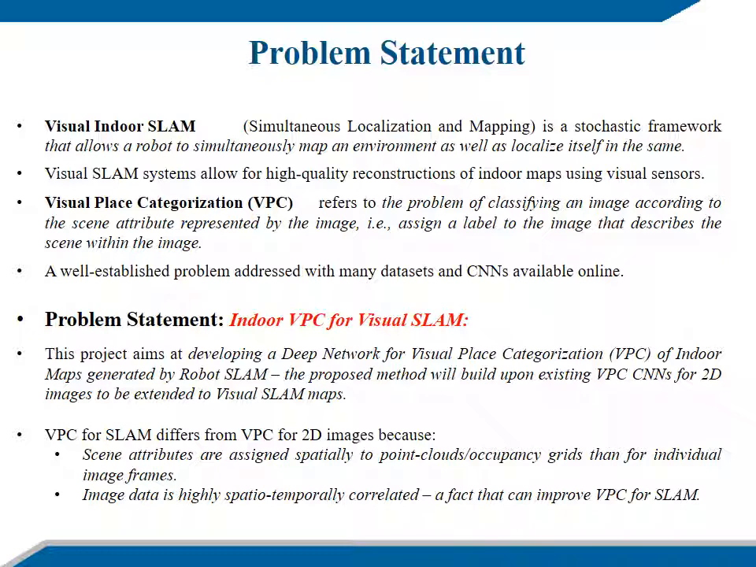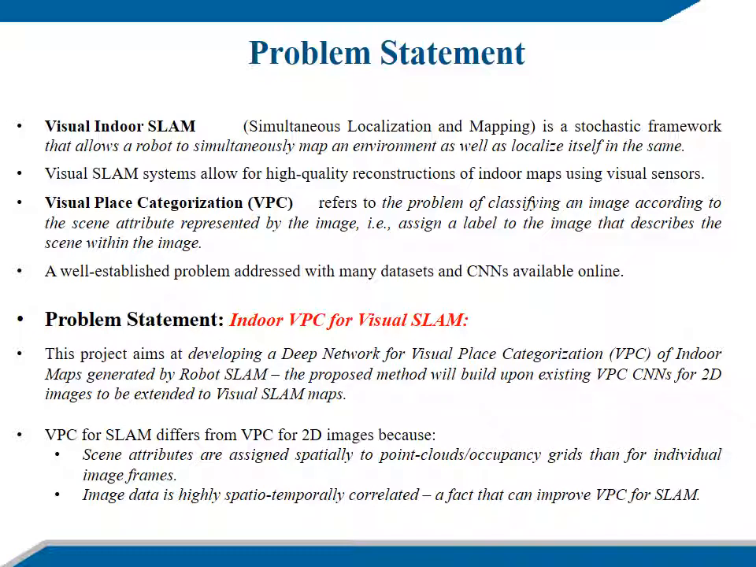On the other hand, visual place categorization is a problem in image classification that is very well addressed by the deep learning community. Basically, the problem of VPC comprises of assigning a scene attribute to a given image, that is, assigning a label from a predetermined set of labels to a given image that closely corresponds to the scene that the image is representing. The problem of VPC is fairly straightforward in case of 2D images.